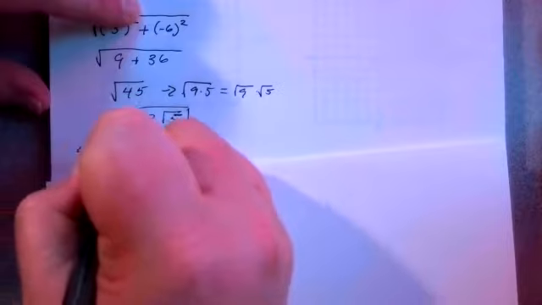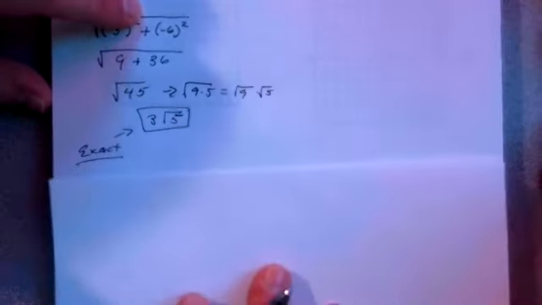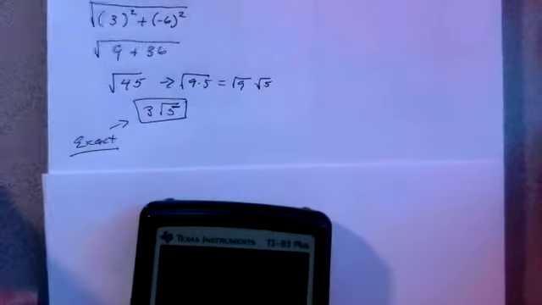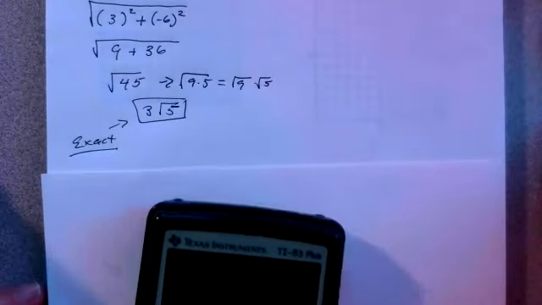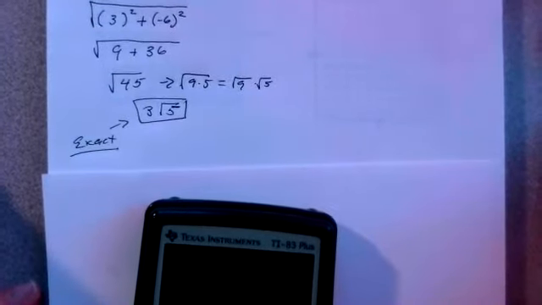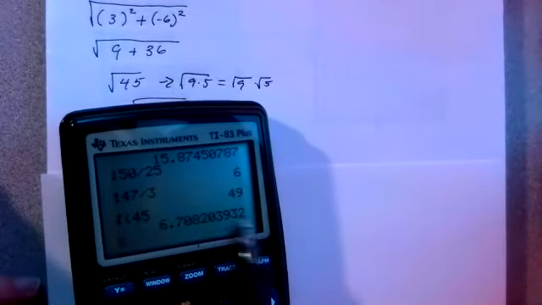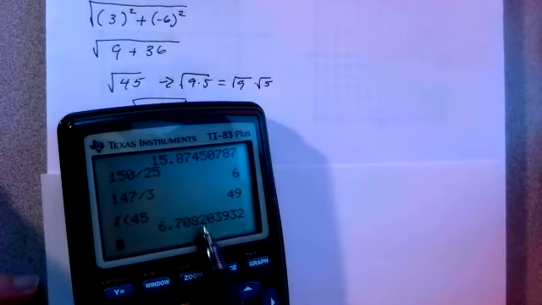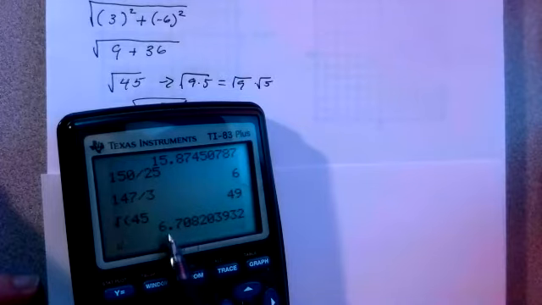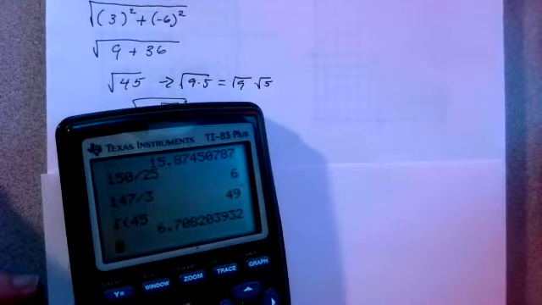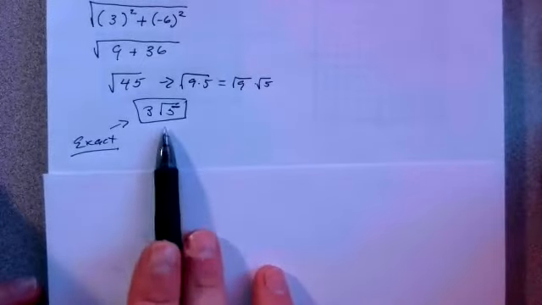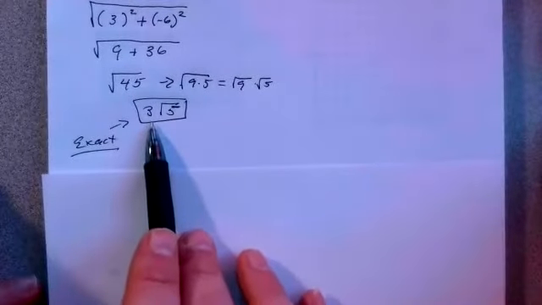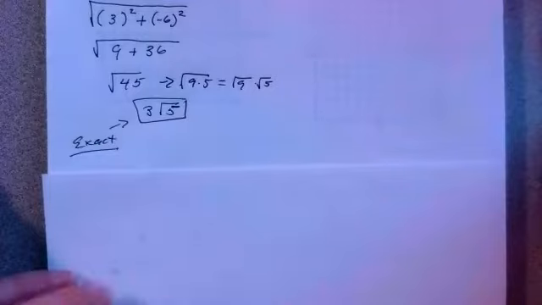I want exact answers only. If you were to plug the square root of 45 into the calculator, you'd get 6.708, something like that, and it's going to go on forever. So if I were to round it, that would be an approximate answer. I'm looking for exact answers. So I want you to simplify the radical into its most simple form, and this 3 root 5 would be the most exact form.